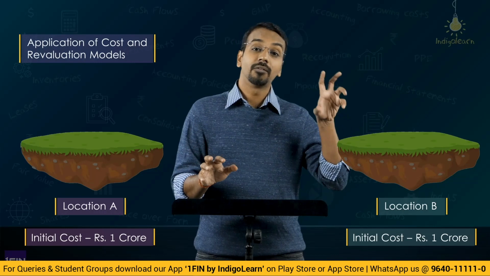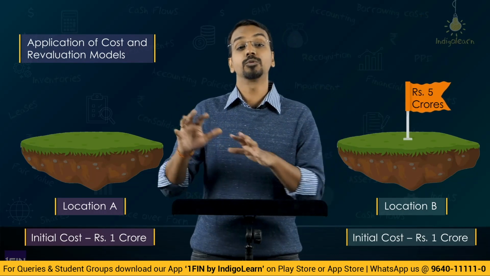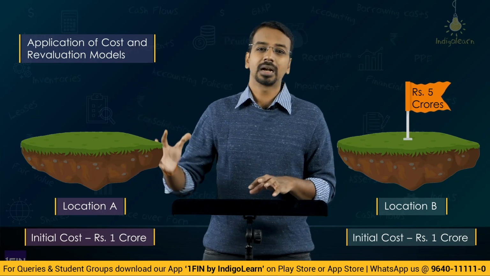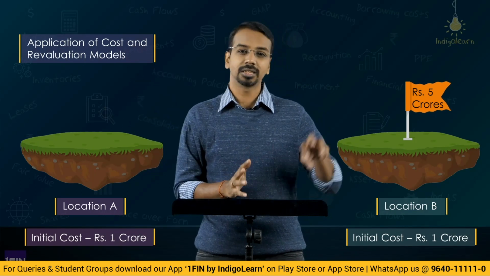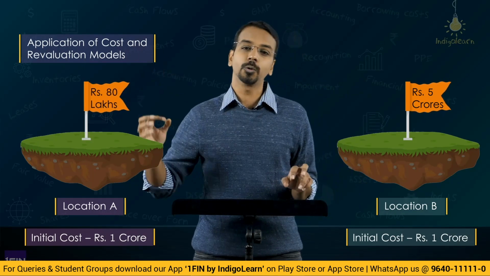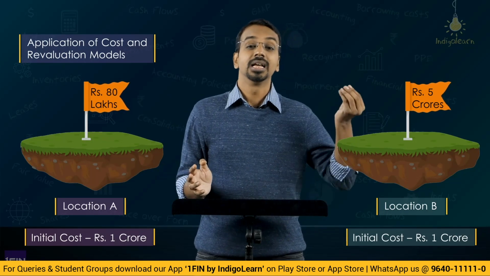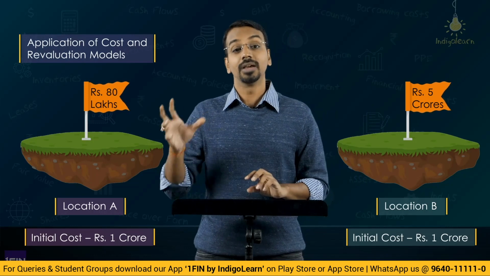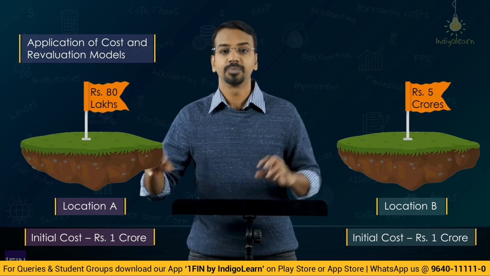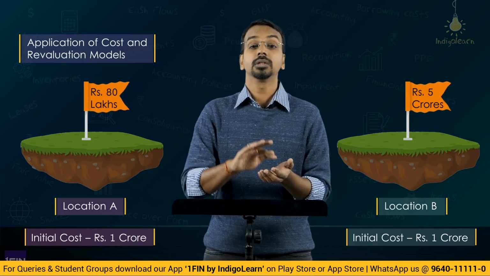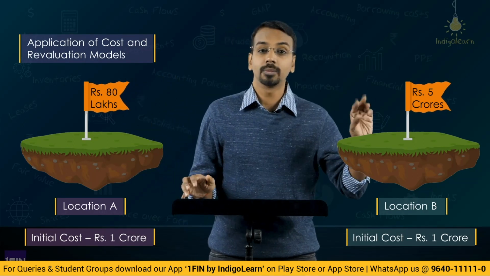After few years, the value of this property at location B increases to 5 crores. But when it comes to location A, the expected developments did not happen and the value of that asset has actually come down to, let us say, 80 lakhs, right? So here 1 crore to 5 crores, here 1 crore to 80 lakhs. Can the entity say, for this asset, because the value has increased, we will apply the revaluation model, whereas for this asset, where the value has come down, we will apply the cost model? Or the company may also want to choose vice versa, that is, where the value has come down, let us show losses, and where the value has gone up, let us ignore that.